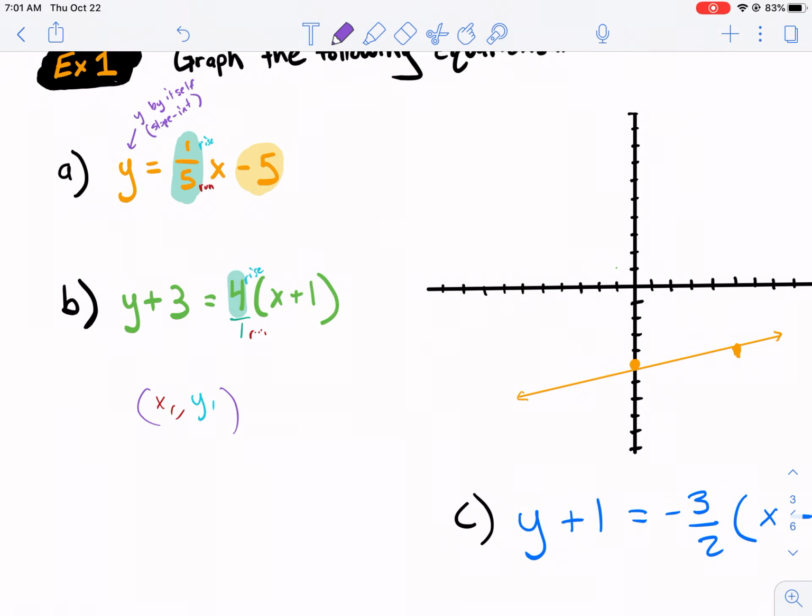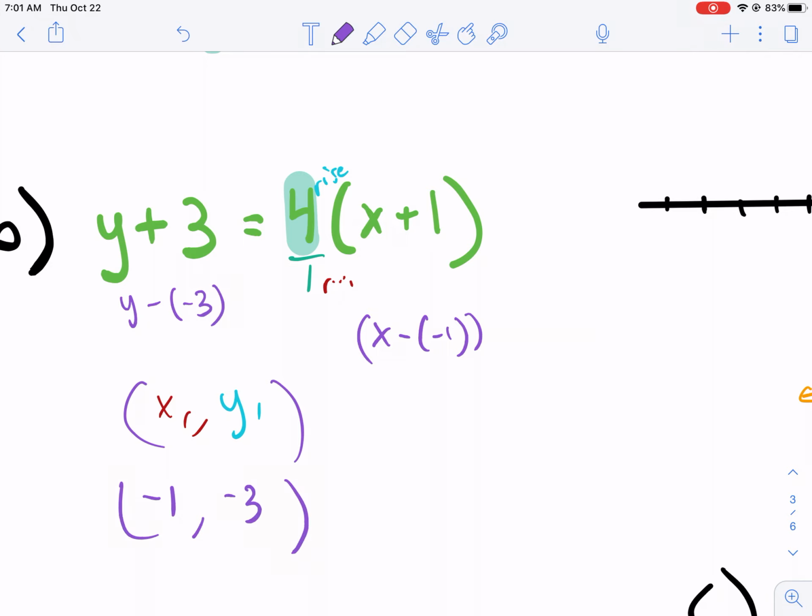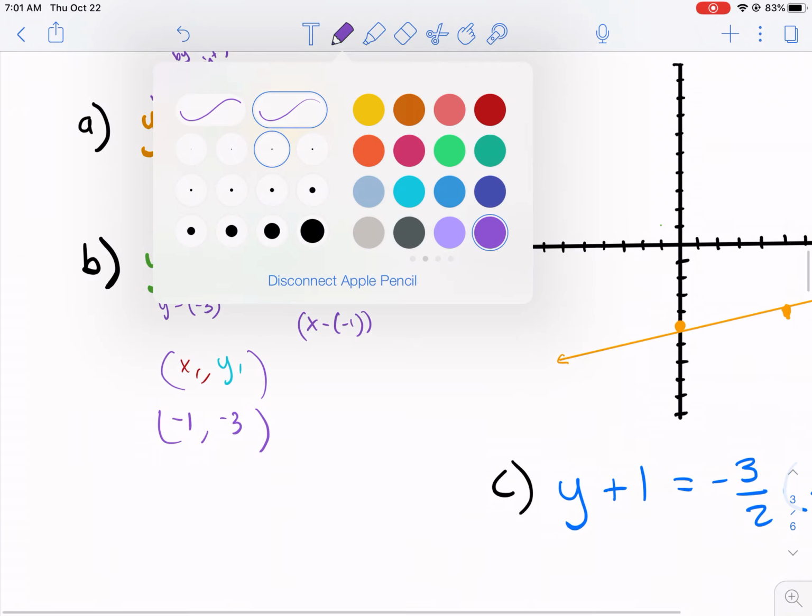So my x1, okay, think the opposite. This is really x minus a negative 1. So my x1 is negative 1. And my y1 is really y minus a negative 3. So it's really negative 3. So that's my x1 and y1 for the green guy.